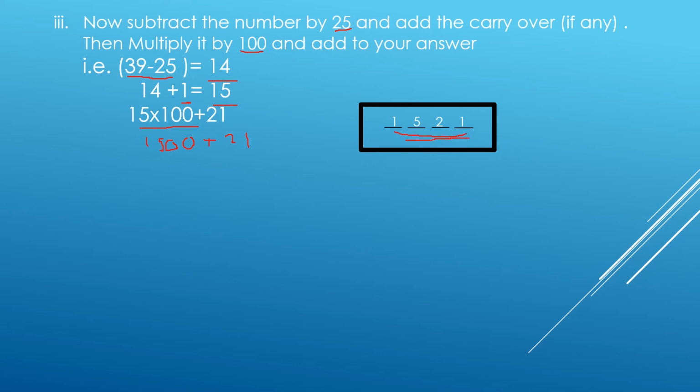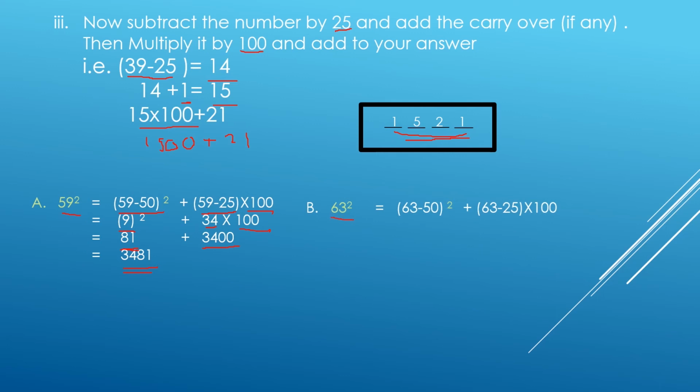We'll look at a few more examples. First is 59 squared. So the first step is to subtract 50 from 59 and square it, which is 9 squared, which is 81. Now subtract 25 from 59 and multiply it by 100, which is 34 into 100, which is 3400. Now add it to 81, which gives us 3481 as 59 squared.